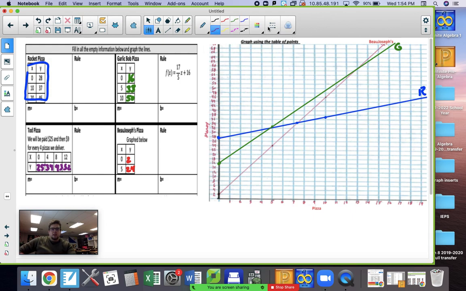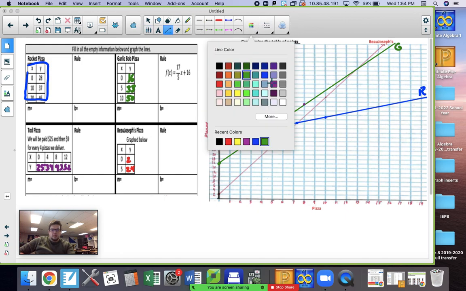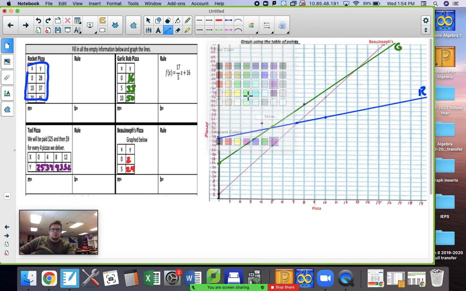Let's graph our final line. Our Todd Pizza starts off at 25, 4.34, and then 8.43 if I want to plot that one, 8.43. It's right about there. So I will graph my purple line. I think that's the right shade of purple to match up with everything.